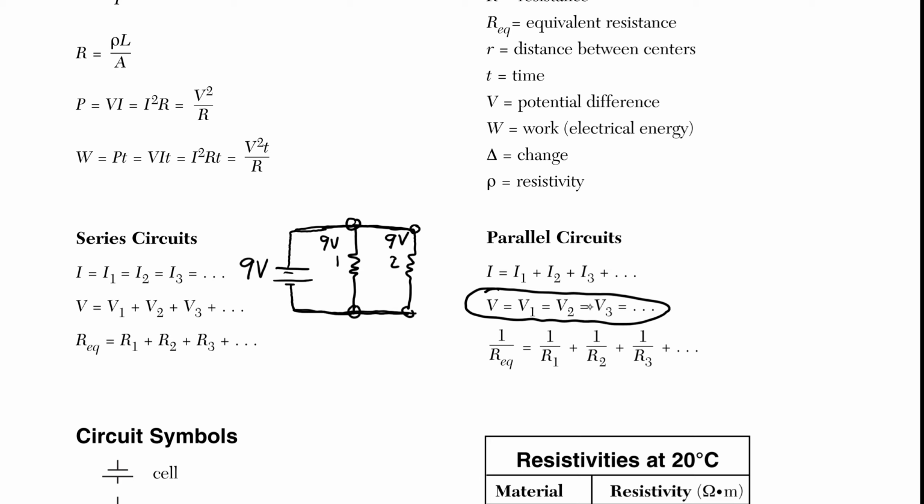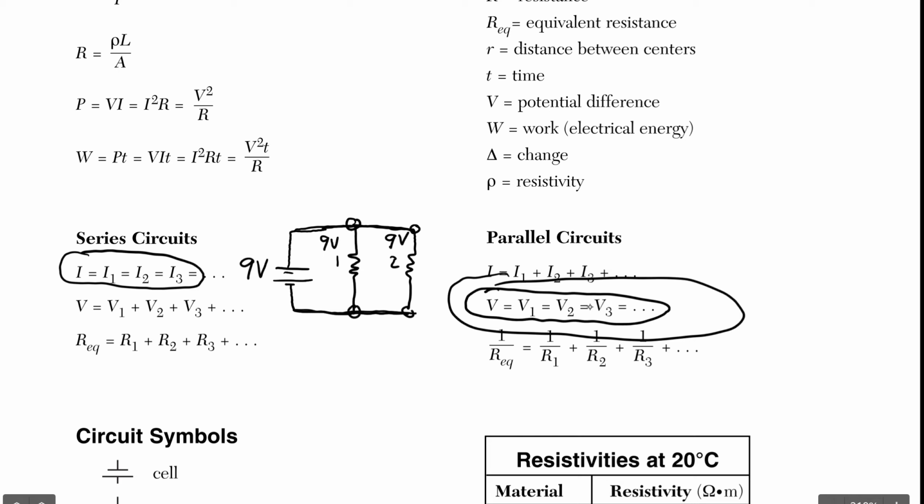Just like in series, the current was the thing that was the same. It was like a one-lane highway and everything was traveling at the same speed. Now we have the voltage drop across each thing being the same. That's powerful information to have.